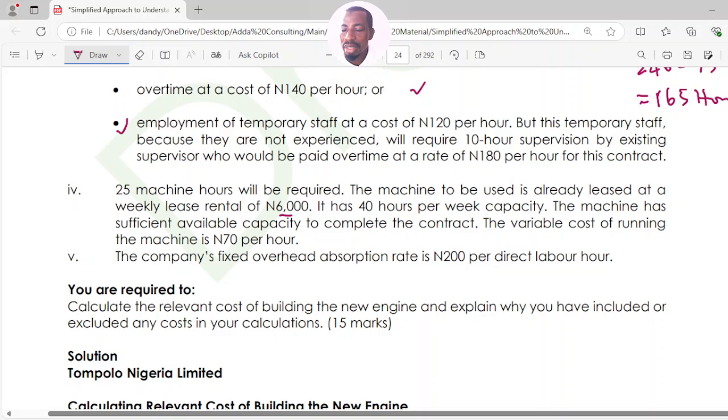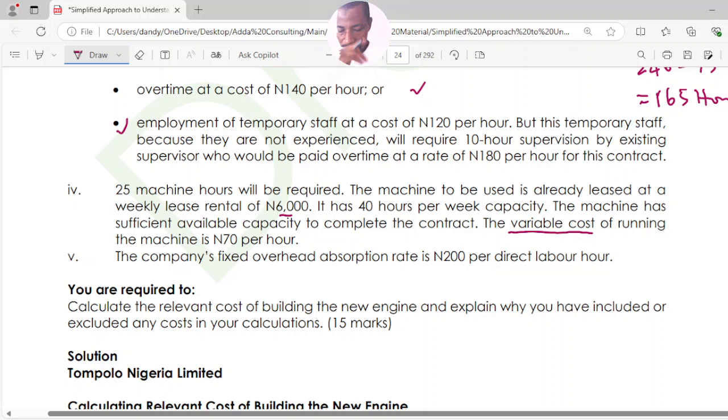It has 40 hours per week capacity. The machine has sufficient available capacity to complete the contract. The variable cost of running the machine is 70 naira per hour. So only the variable cost is what the company will include in the contract, which is 70 naira multiplied by 25 machine hours needed. That is relevant.